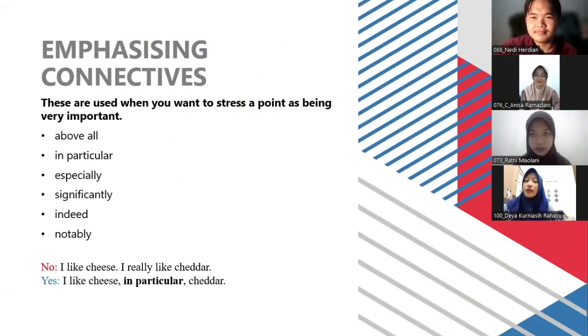Okay, next I will explain about emphasizing connective and comparing connective. The first is emphasizing connective. They are used when you want to stress a point as being very important. These are some examples of words that can be used for the emphasizing connective, like above all, in particular, especially, significantly, in need, notably. For example, the sentence is I like cheese. I really like cheddar. But we can also use I like cheese, in particular cheddar.